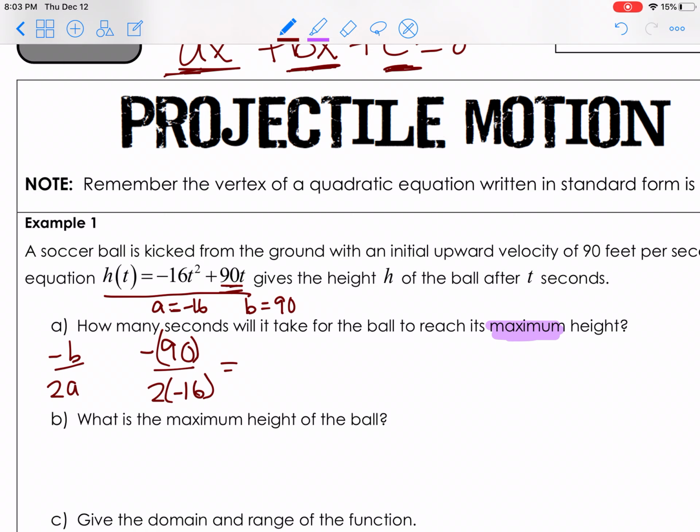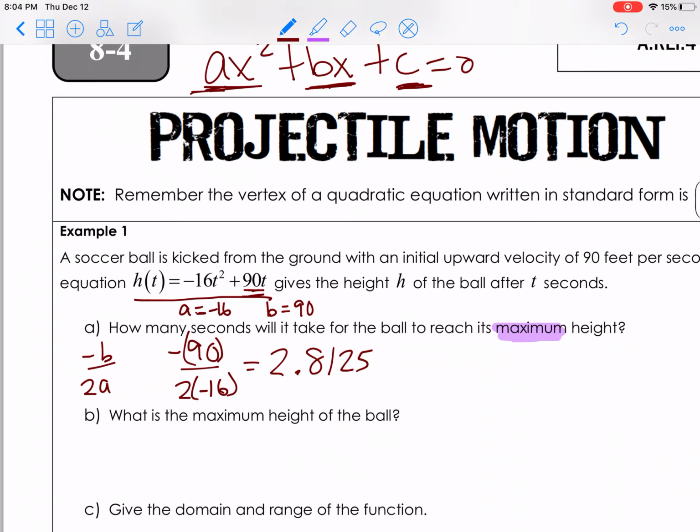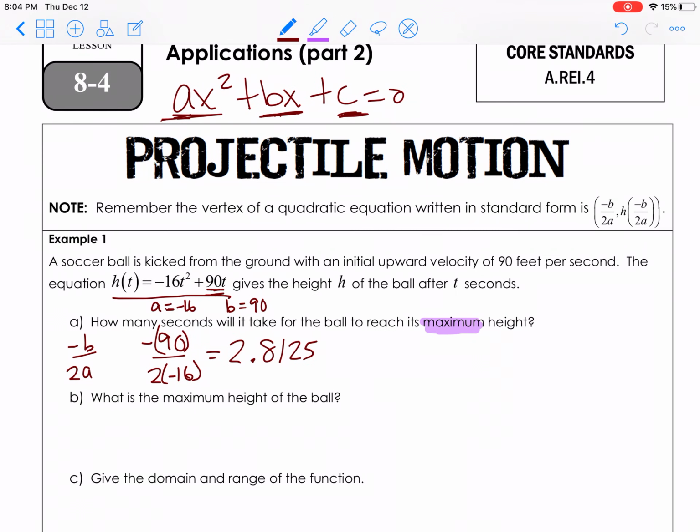I got a decimal answer of 2.8125. Because that's not a lot of decimals, I'm going to keep that whole thing and it won't be a problem. How long will it take for the ball to reach its maximum height? That's going to be the first number in the vertex, how long it takes for it to reach it. So that's what we found. It's going to take 2.8125 seconds for the ball to reach its maximum height.